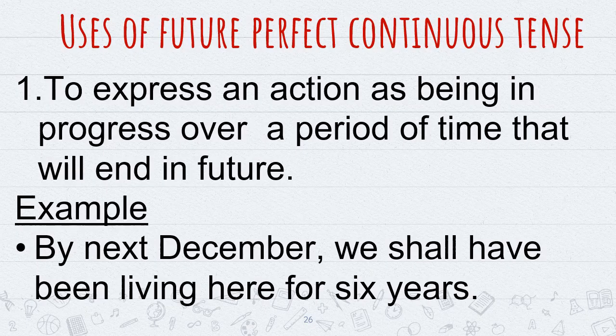Now let's have a look at the uses of future perfect continuous tense. This tense is used to express an action as being in progress over a period of time that will end in future. Or we can say this tense is used to denote an action that will have been going on at or before some point of time in future. For example, by next December, we shall have been living here for 6 years.